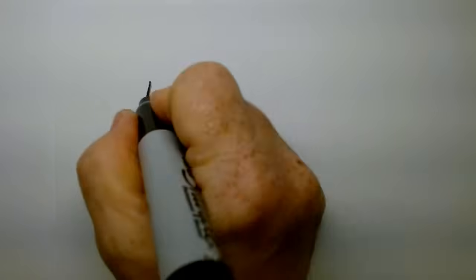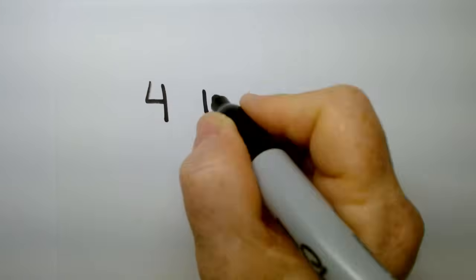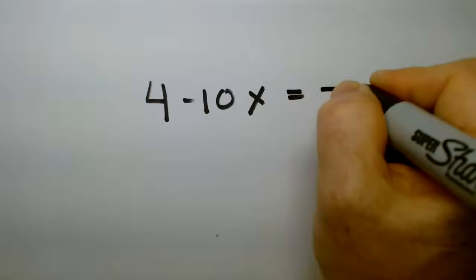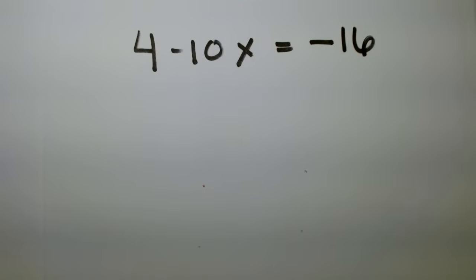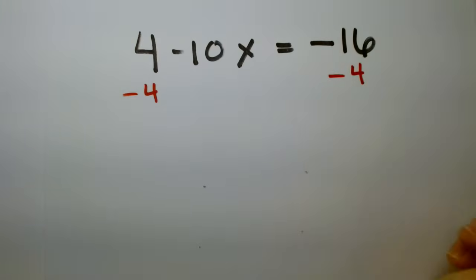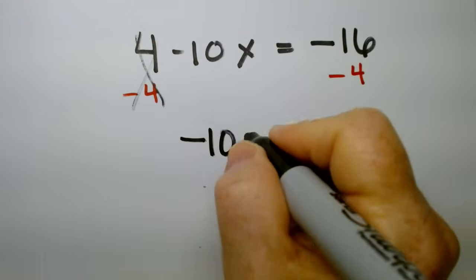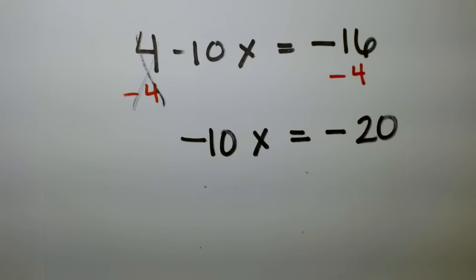So let's do, you guys want to do a couple more? Let's do some more. I'm going to do a 4. 4 minus 10x equals minus 16. Okay, so how do we do this one? We're going to combine like terms. So I'm going to say minus 4, minus 4. So that's going to go away. I have a minus 10x equals minus 20.